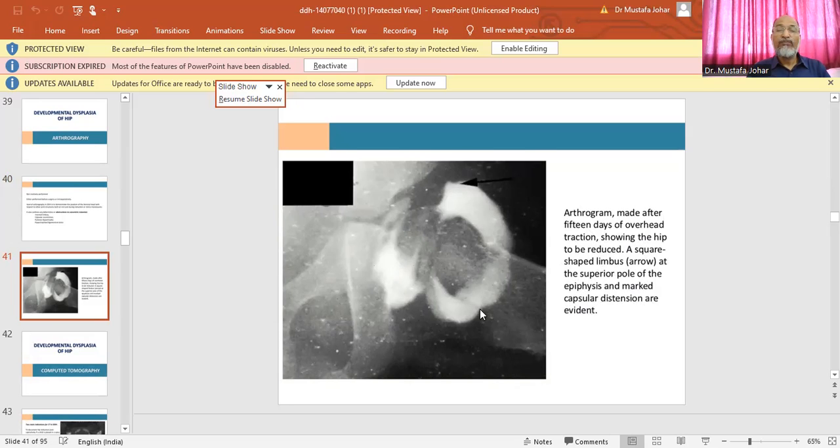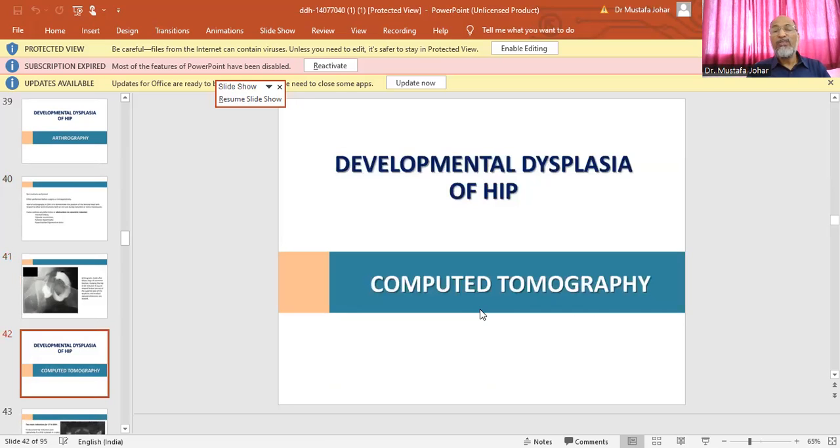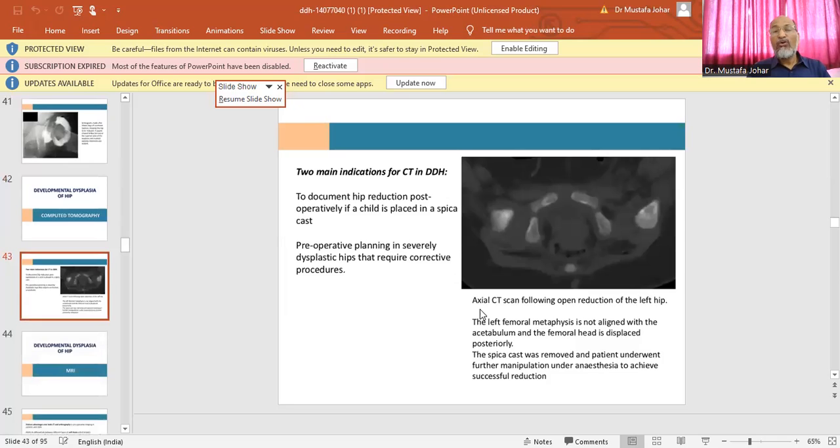Okay, then your CT of the hip can be done, and which also can tell you the hip is out. So in this X-ray, you can see the left femoral metaphysis is not aligned with the acetabulum, and the femoral head is displaced posteriorly.